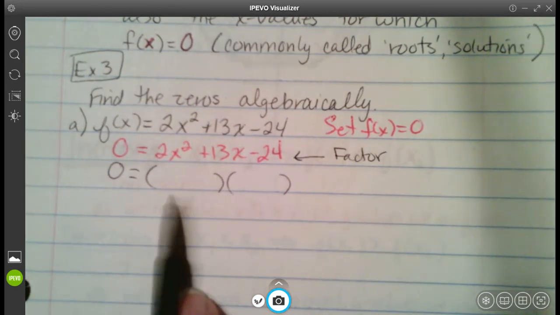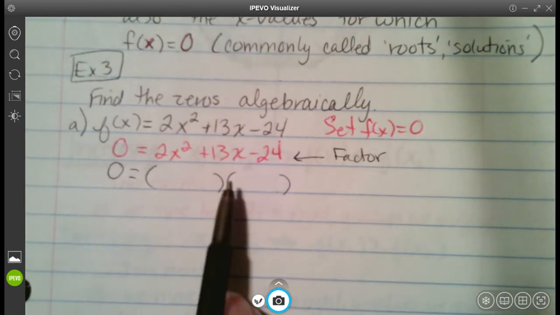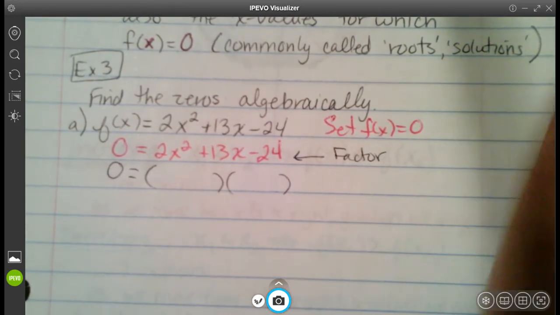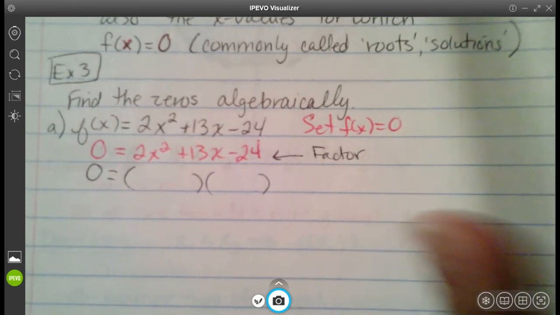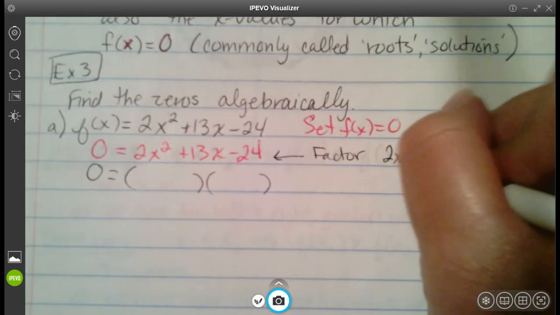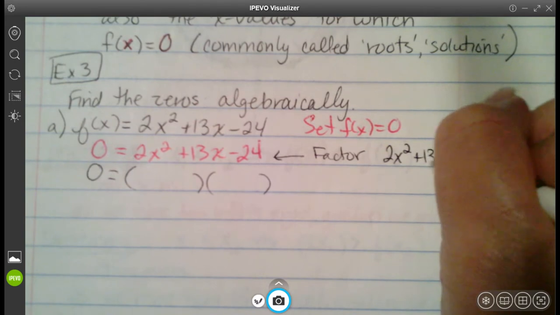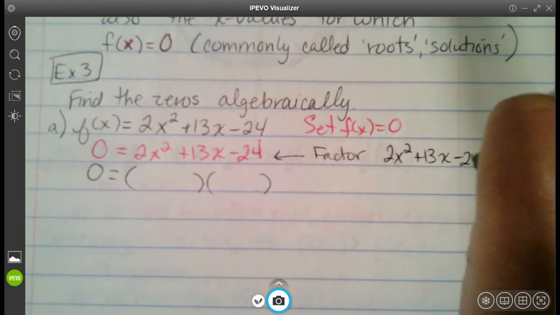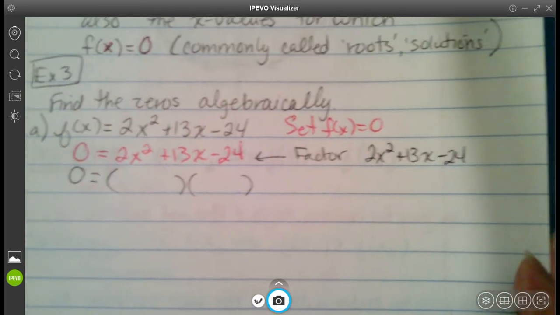And I have to figure out what goes here. I'm going to go ahead and do this kind of on the side here because I know that some of us are still having trouble with that. So I'm going to use the slide and divide method, okay?